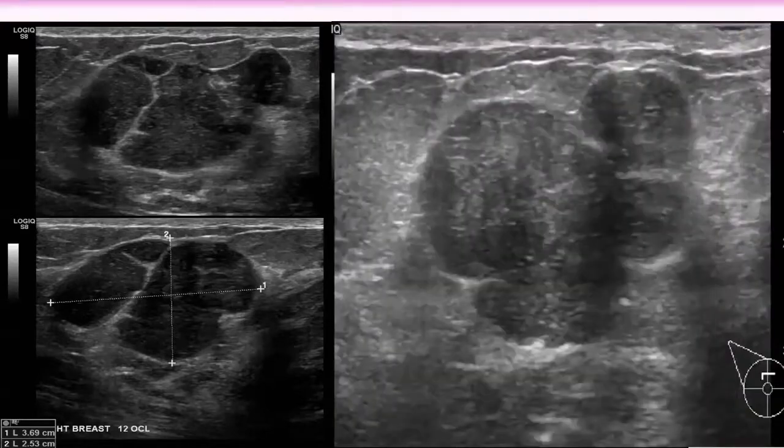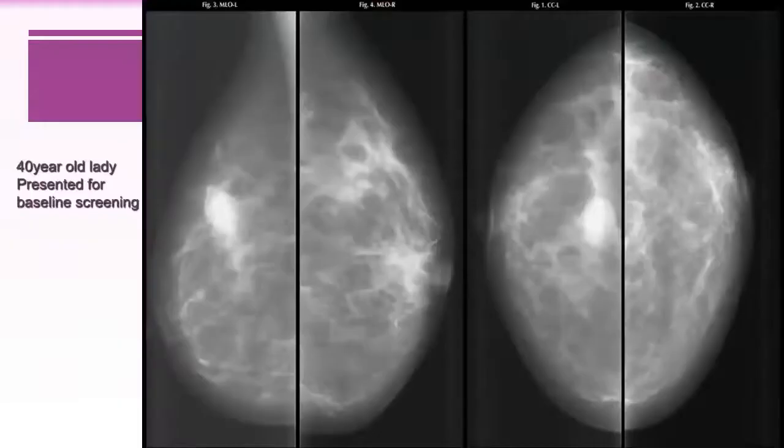The right breast, after 1 year, the patient presented with enlarging lesions with associated edema. Post ultrasound-guided biopsy revealed still fibroadenoma with associated proliferative changes. Okay. The second example.